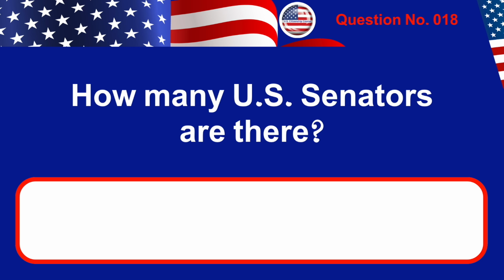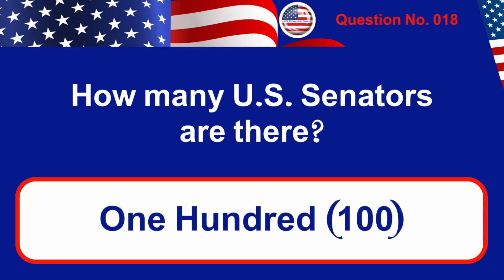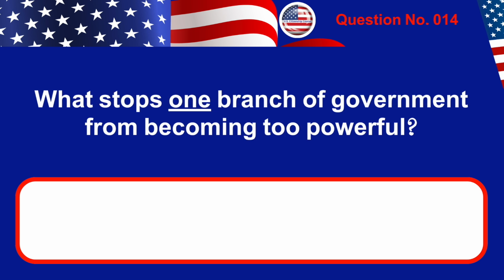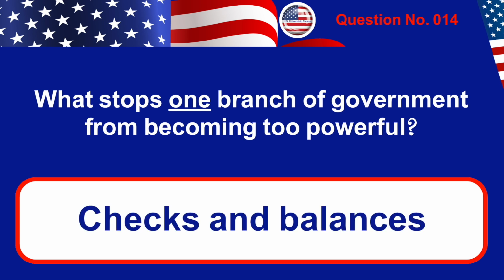How many U.S. Senators are there? 100. What stops one branch of government from becoming too powerful? Checks and balances.